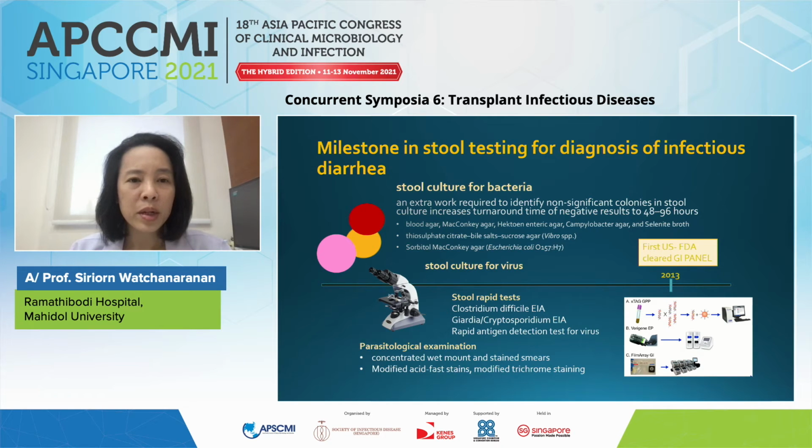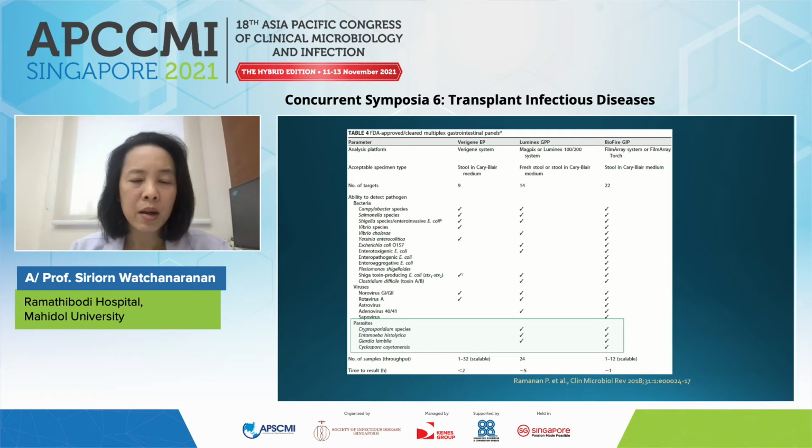This is a milestone in stool testing for diagnosis of diarrhea. I want to show you that we've come all the way from nothing to now. We have the GI panel, which was FDA approved in 2013. Next slide, please. For the GI panel, one can see that they are commercially available, but Microsporidium is not included in the panel. So when we test with the GI panel, one needs to consider that not all the organisms that cause diarrhea are included in the panel. You need more testing to identify the organisms. Next slide.